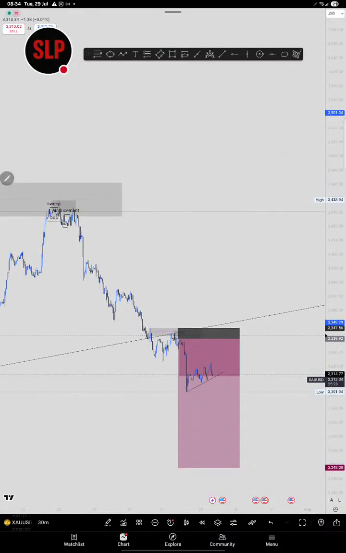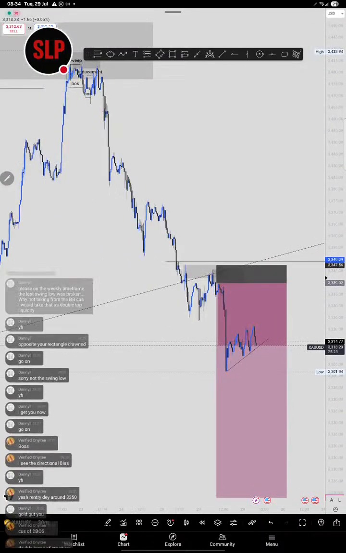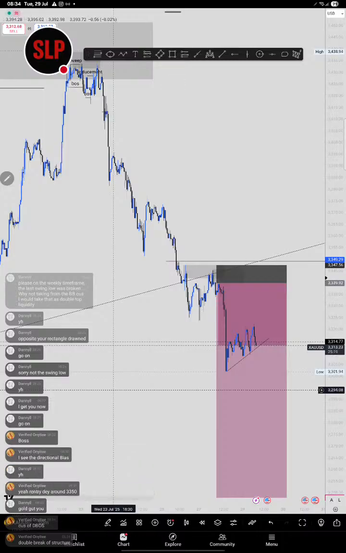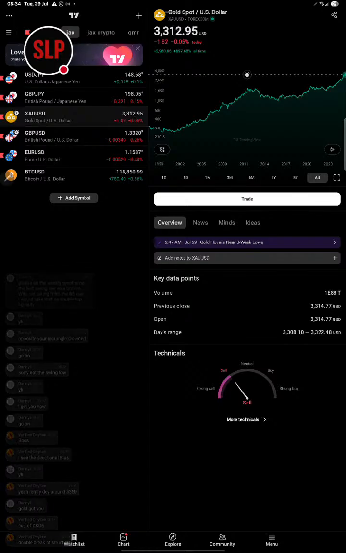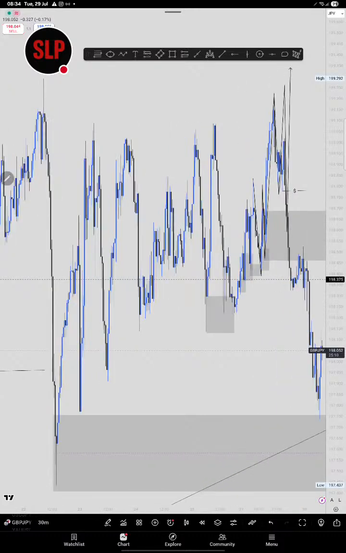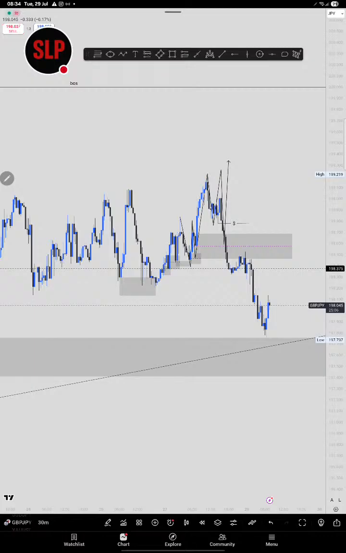So, double break of structure. Anyhow, I just did it. I already entered that one on DJ. I'm bullish.